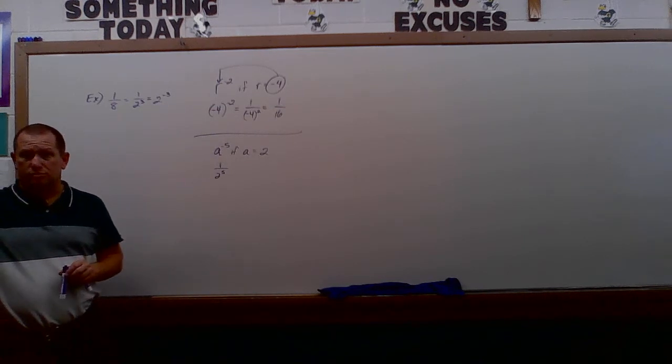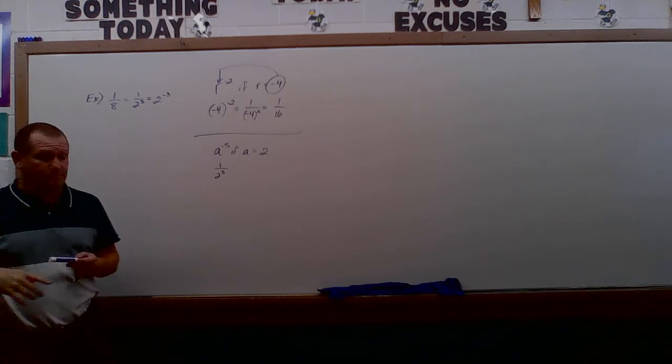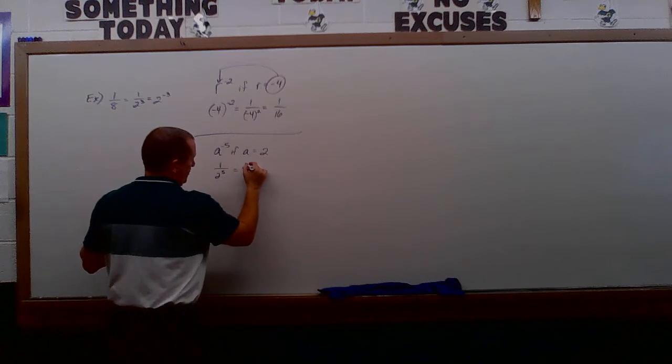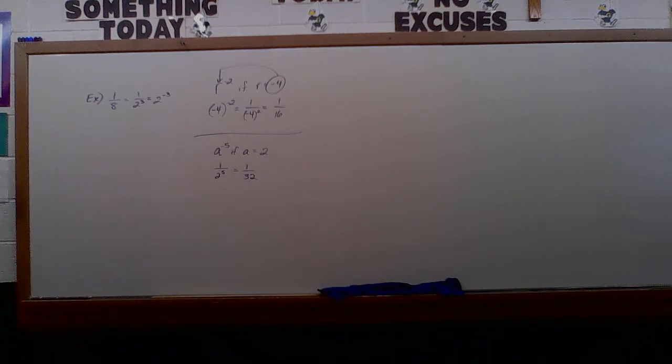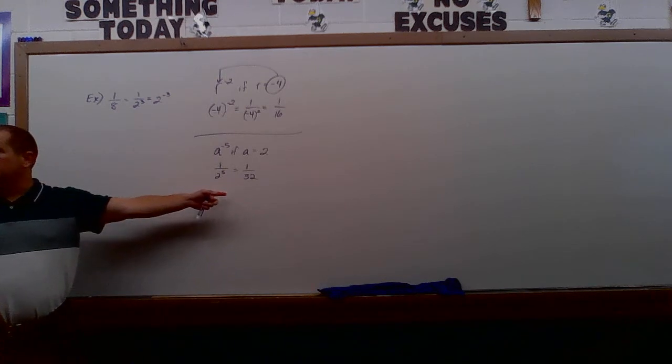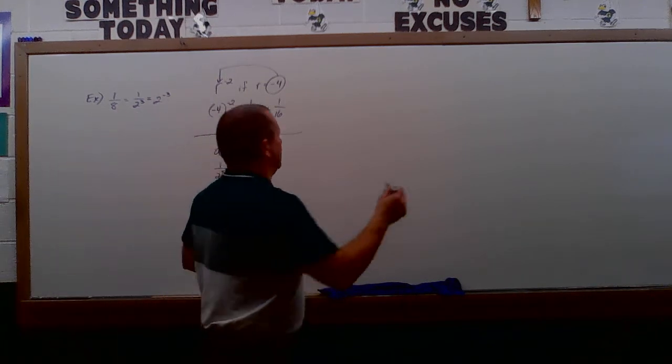So 2 times 2 times 2 times 2 times 2. You're wrong, Colbeck. Wait, what? 1, 2, 3, 4. This is about as easy as it gets, Colette. 1, 2, 3, 4, 5. Oh. You have to count this as 2, right? 2 times 2. So 1 over 32?